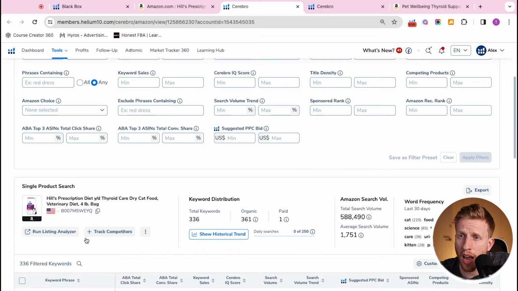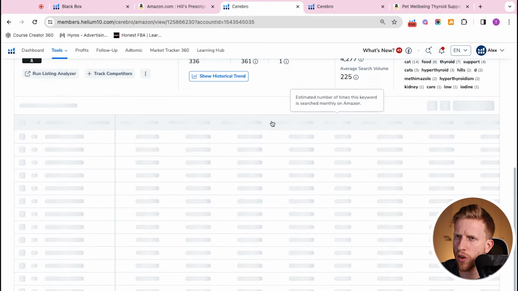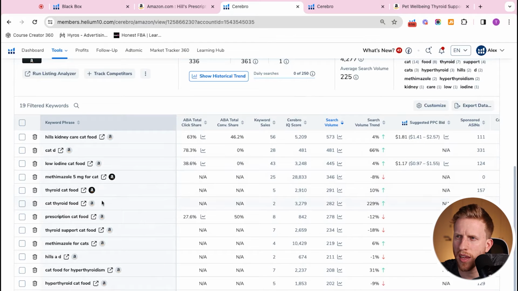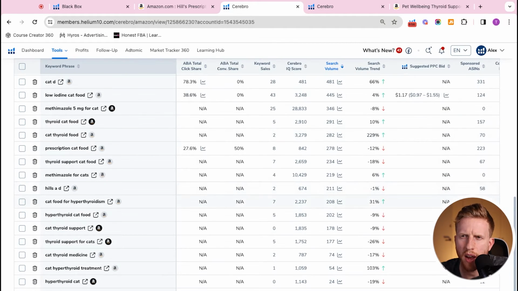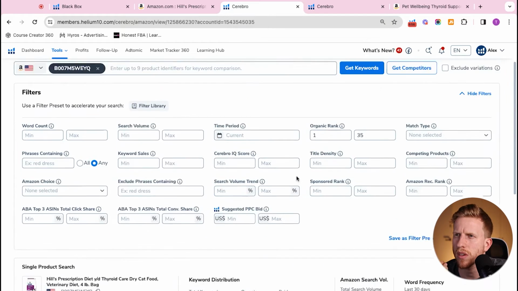So we can see where the gaps are, where we can do different types of branding, all that type of stuff, right? So again, I've loaded up Cerebro, and I'm going to do organic rank 1 to 35. Then I'm going to filter it by search volume again. I think these brands might be getting a lot of direct search from outside of Amazon, because I can't really see any of the keywords here.